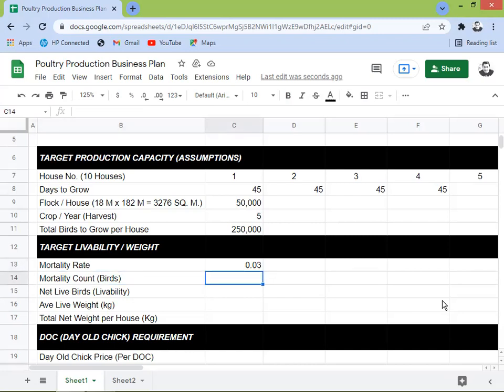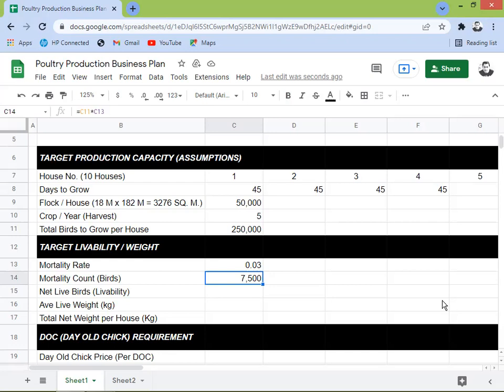Okay, so we're going to convert that to count. I'm just going to multiply 250,000, the total volume of birds to grow in that one house, by the mortality rate of 3%, and that would be 7,500. So for every 250,000 that is going to be grown in one house, you're going to have 7,500 dead broiler chickens.